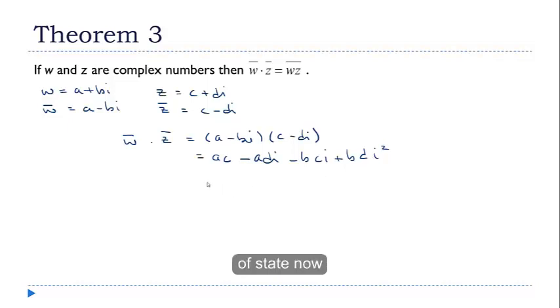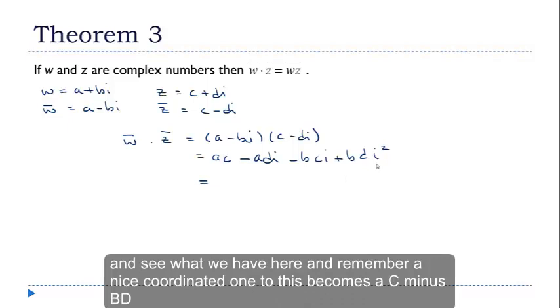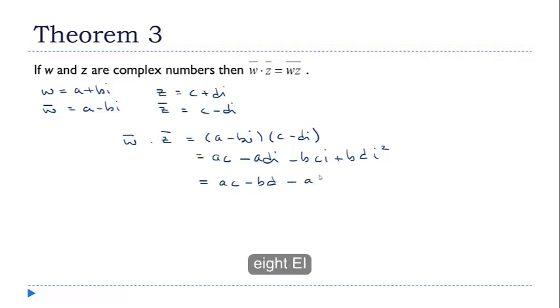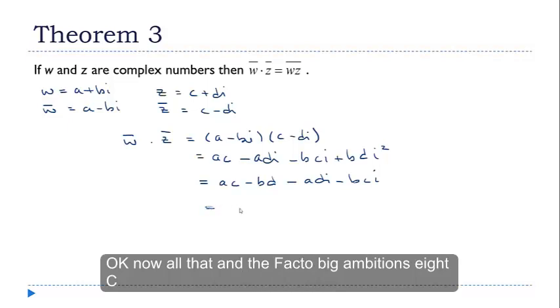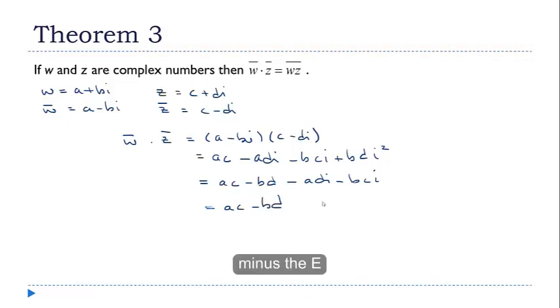Okay, now let's see what we have here. Remember, I squared is -1, so this becomes AC minus BD minus ADI minus BCI. Okay, now let me factor a little bit again. This is AC minus BD minus I times AD plus BC.